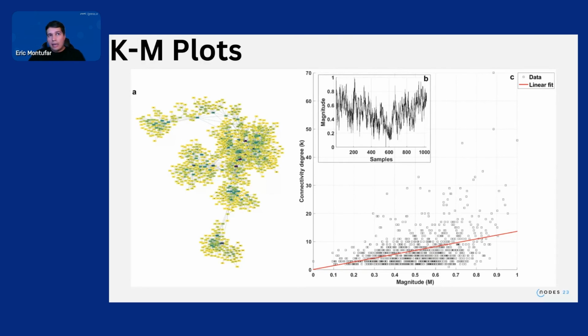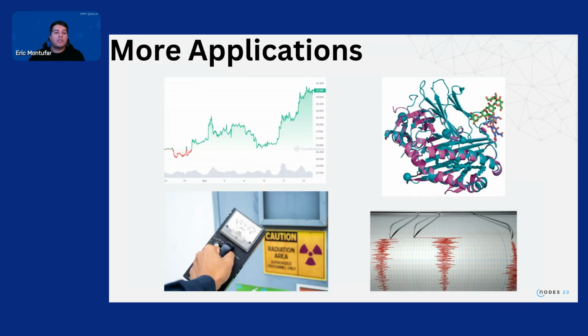So the visibility graph in general is a widely used method to analyze time series, and it has been used in many domains, including financial time series, protein transcription time series, radioactivity time series, and as I mentioned before, seismic activity time series, and of course physiological.